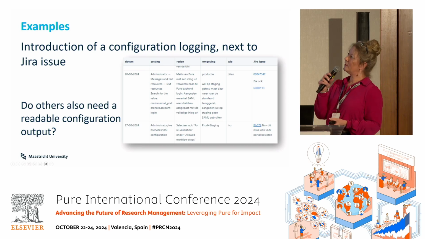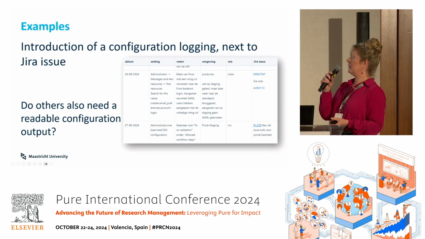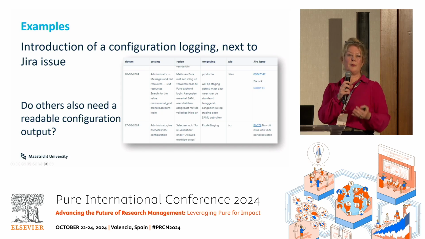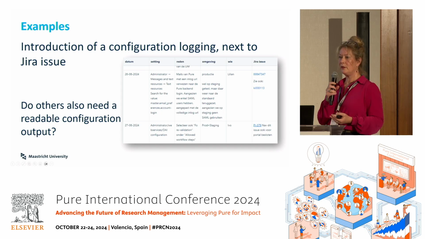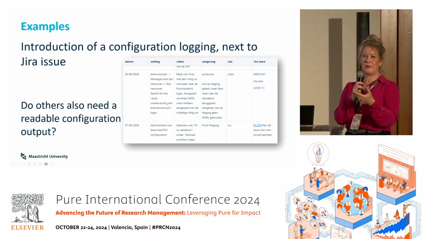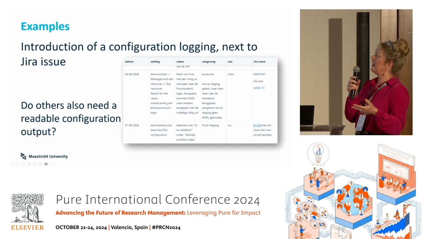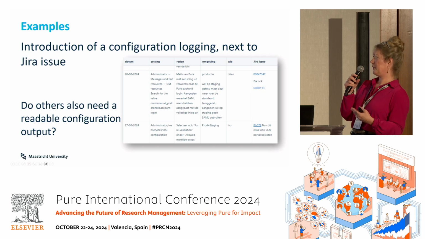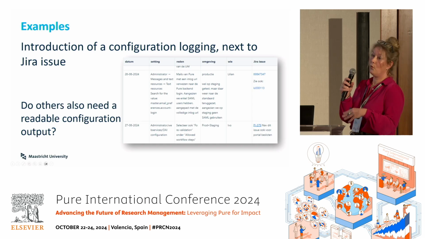What we also did was introducing configuration logging. What we did in the past was we talked about things that we wanted to change in Pure, we changed it, but then after some time we forgot why we did it, who did it, in which part of the system we did it. By introducing this and also putting in a JIRA issue for every change that we do, we can keep track. So we are now in control of what we did, when, and why we did it.